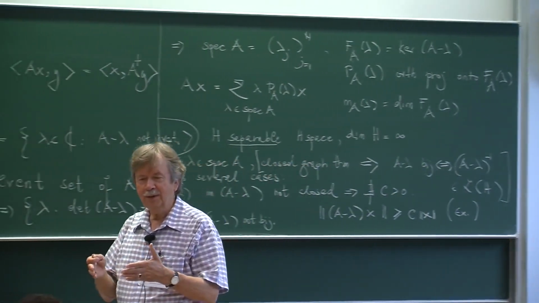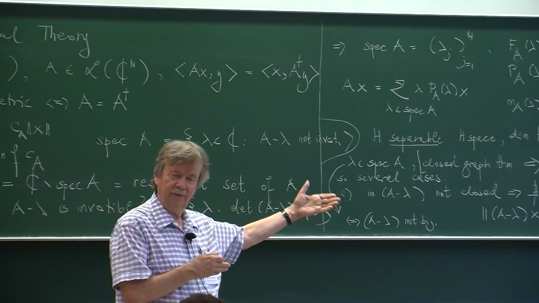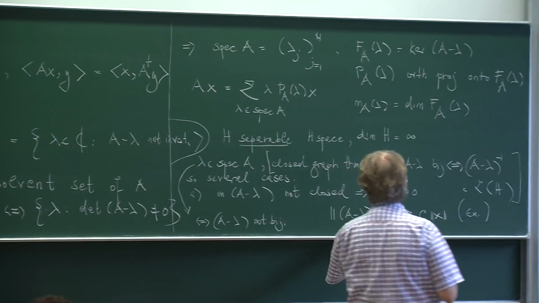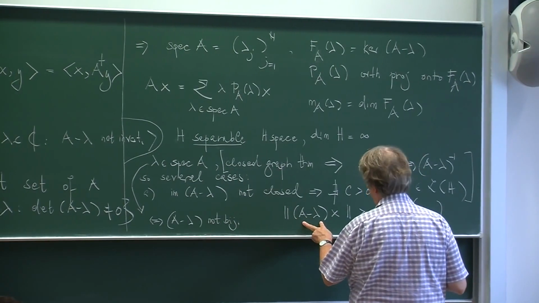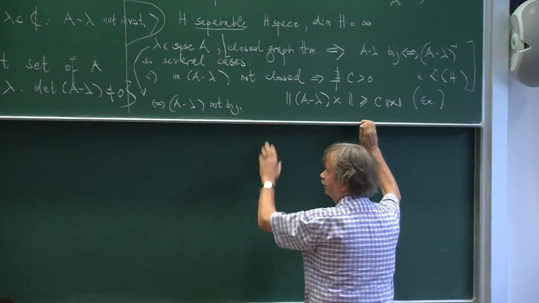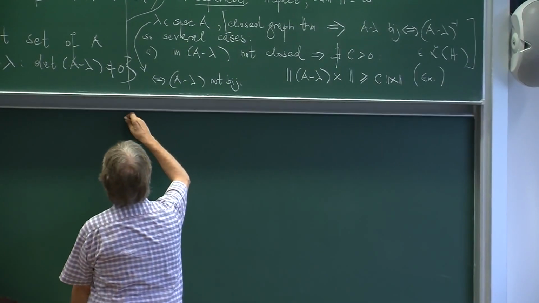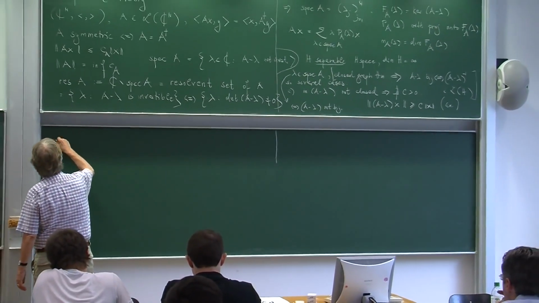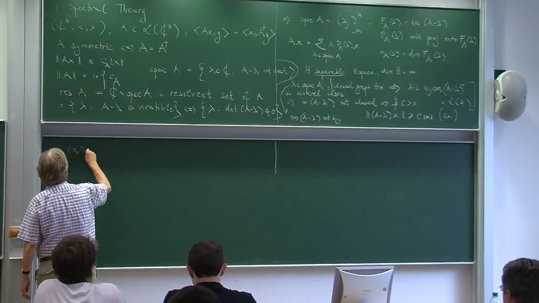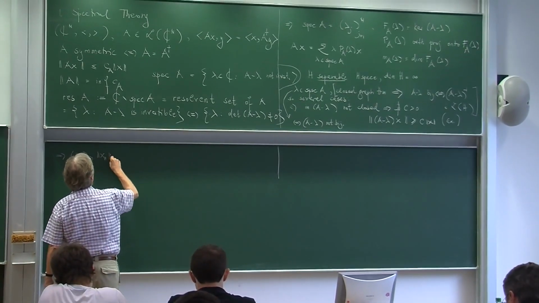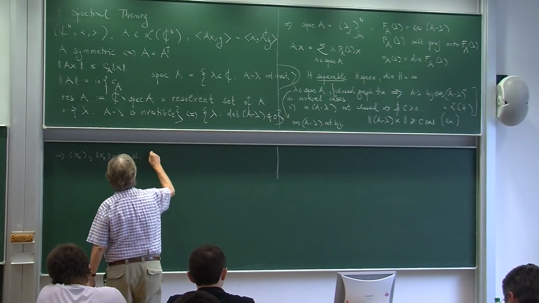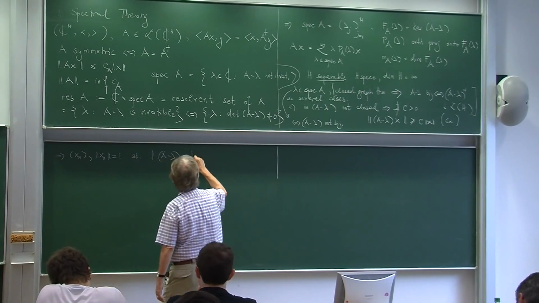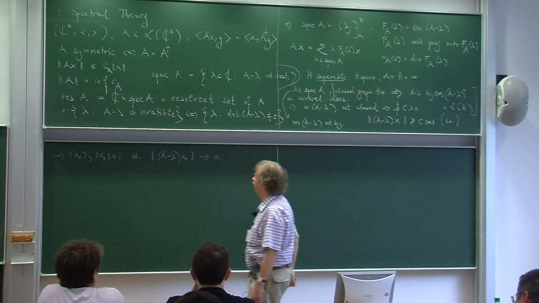If you have such a lower bound, then on the complement of the kernel, this operator is invertible. And therefore, 1 over C is the norm of the inverse. But if this is not the case, then we have a sequence xn, norm of xn equal to 1, such that A minus lambda xn converges to 0.